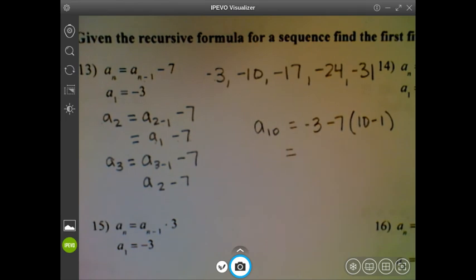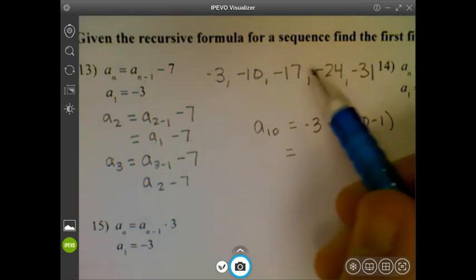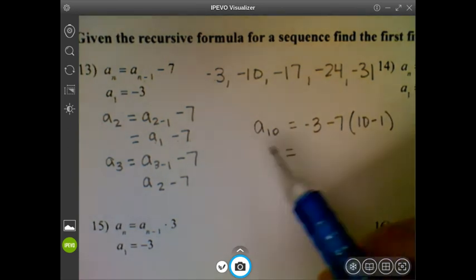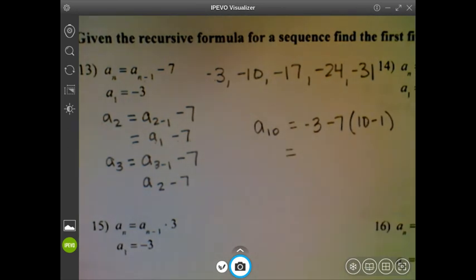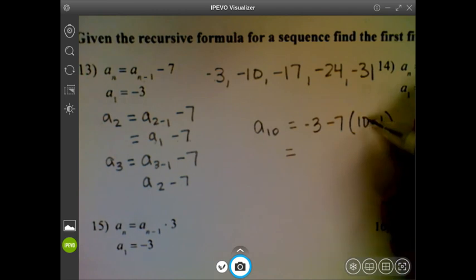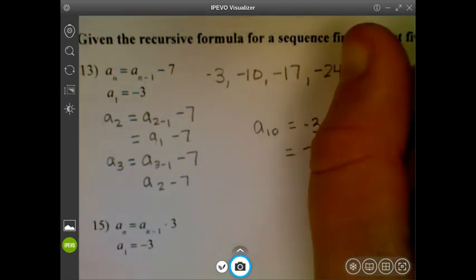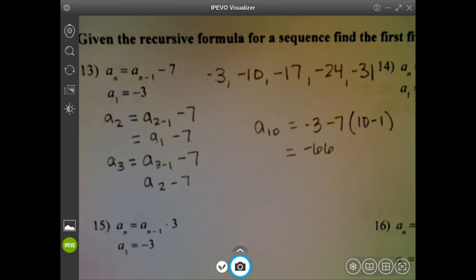If this said the 50th term instead of the 10th, I would not recommend writing them all out. Instead, I would recommend writing the equation. All right, so let's see. This is 9, negative 63, so negative 66 for your 10th term.